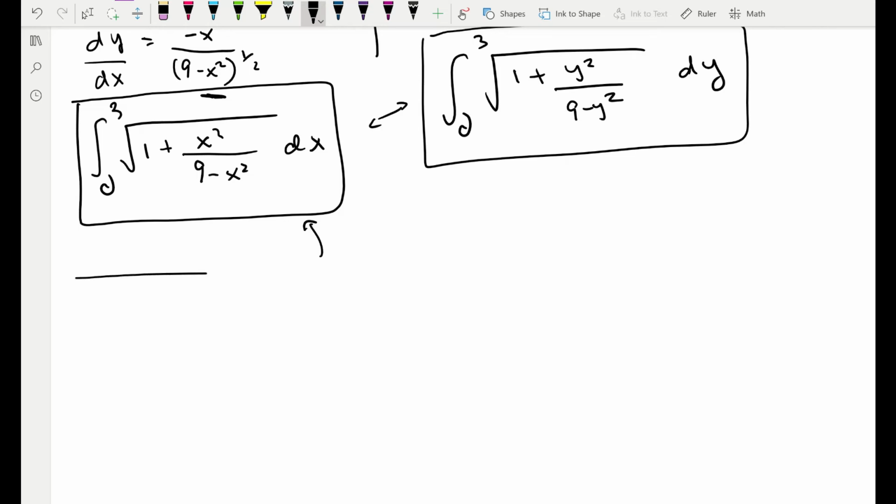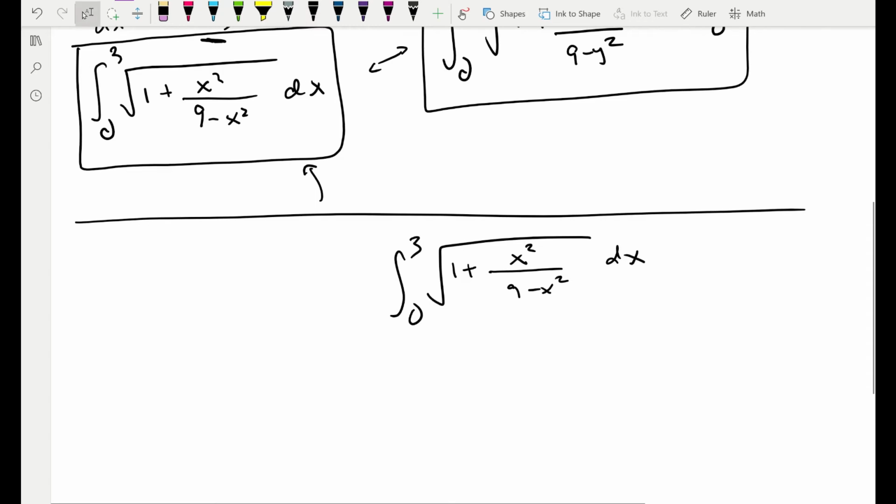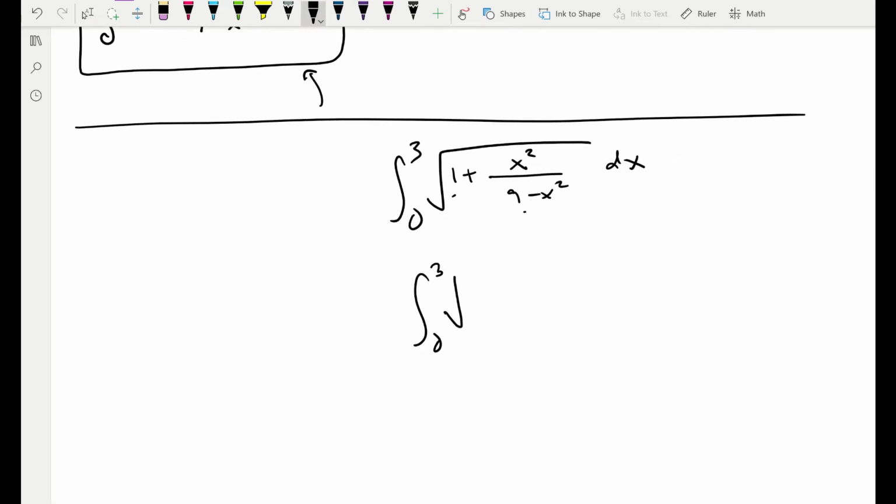So I'm going to integrate from 0 to 3 the function square root of 1 plus x square over 9 minus x square. So to integrate this, I want to add these two. I'm going to make the common denominator by multiplying 1 by 9 minus x square and dividing by 9 minus x square. So we have a common denominator.